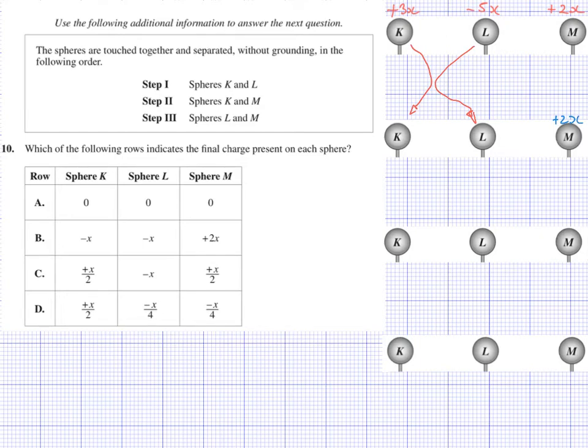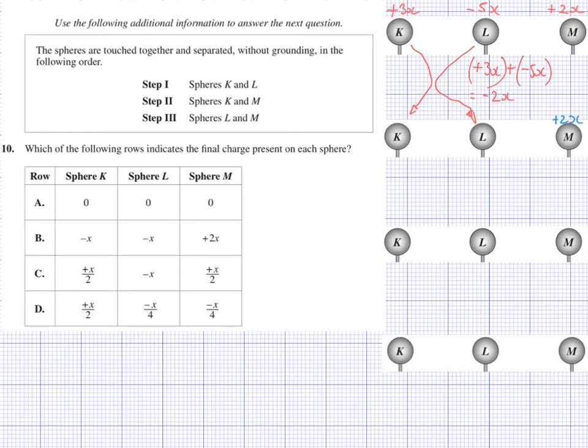But K and L touch, which means I have to add these together. So I'm going to go plus 3x. That's going to touch and be added together, because these are conducting spheres. This is going to be added together with the negative 5x. And of course that's going to give me a negative 2x total charge.